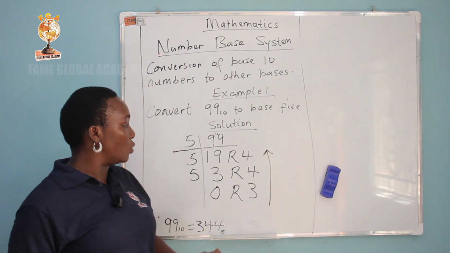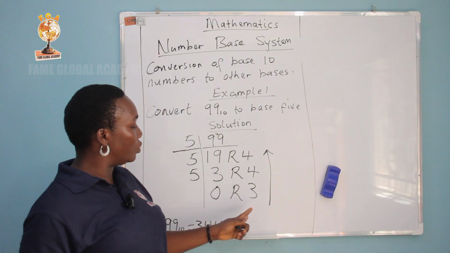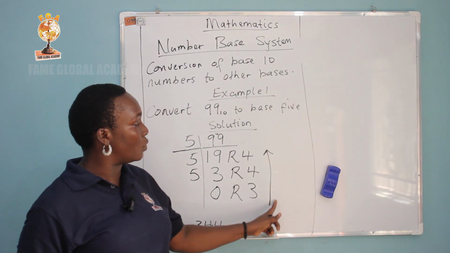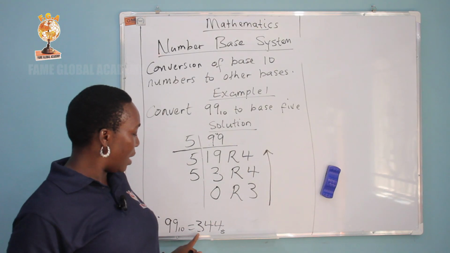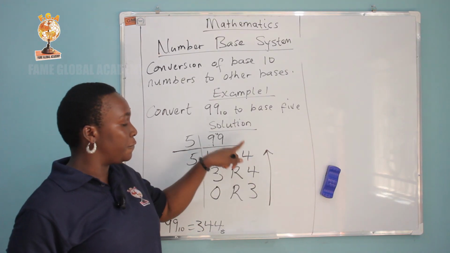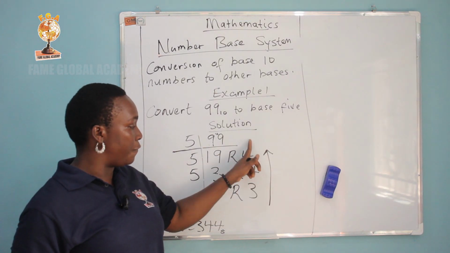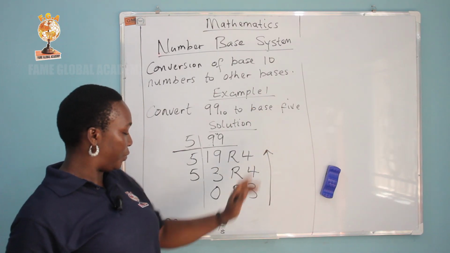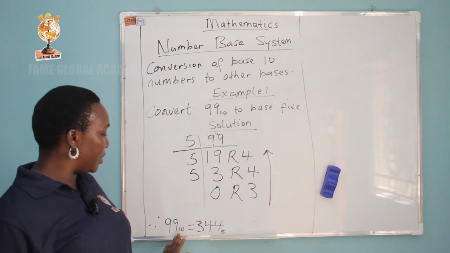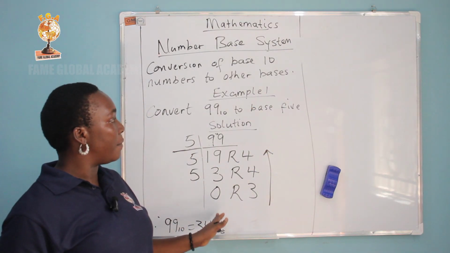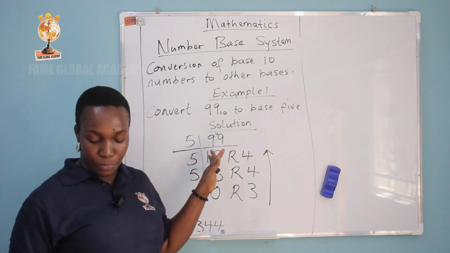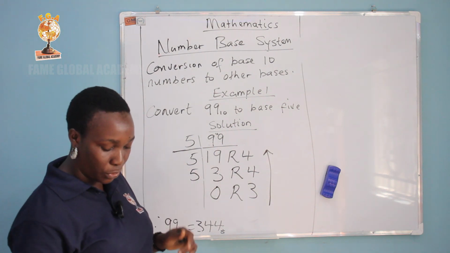99 base 10, when you convert it to base 5, will be 344. So always take note, once you finish your division, you read your answer from down up, and that will give you your answer. 344, not 443. 344, from down up. So that's our answer: 99 base 10 is equal to 344 base 5. So that's example 1. Let's go to example 2.